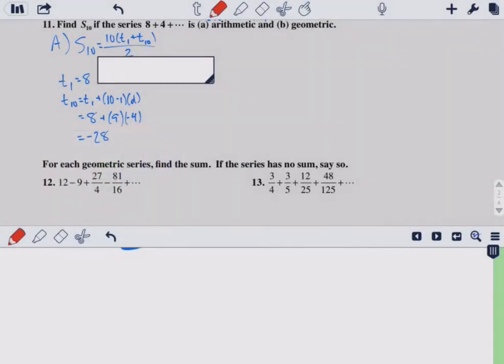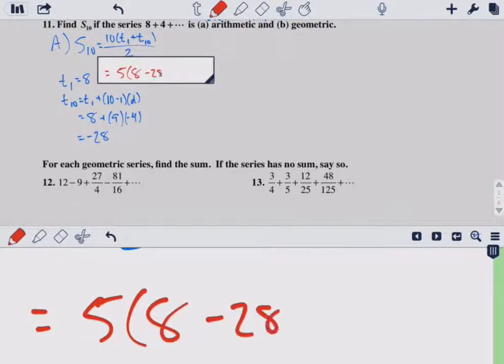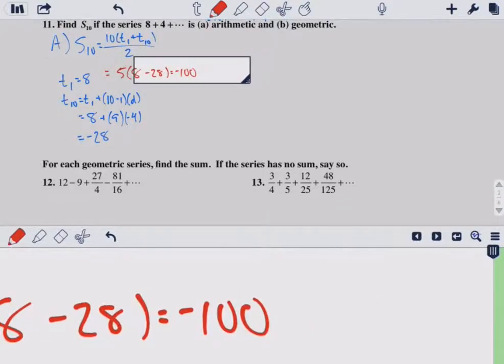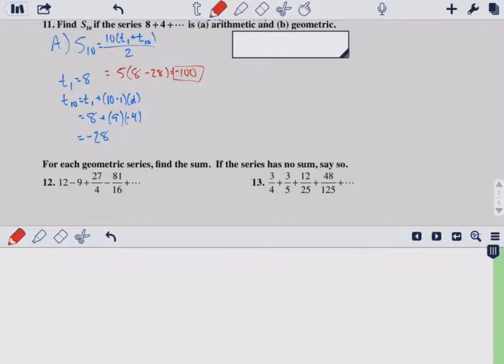So let's plug in that. That gives me 5. T sub 1 is 8, negative 28. Remember, 10 divided by 2 is 5. So we get negative 100. That's for the arithmetic. Let's look at it for the geometric.